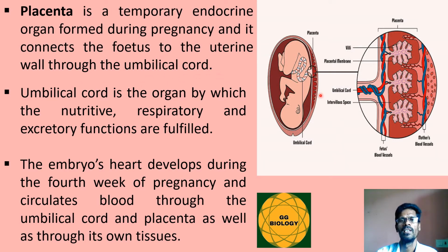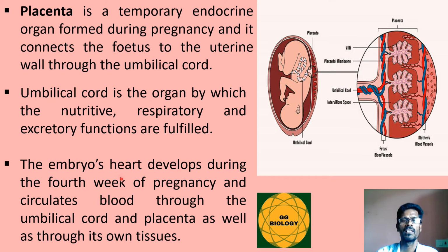So the placenta is an organ that connects the fetus and the mother through a cord-like structure called the umbilical cord. Here the umbilical cord is shown, which is the connection between the mother and the fetus. The umbilical cord is the organ by which the nutritive, respiratory, and excretory functions are fulfilled. All three vital functions, namely nutrition, respiration or exchange of gases, and excretion, are carried out by the umbilical cord between the fetus and the mother.